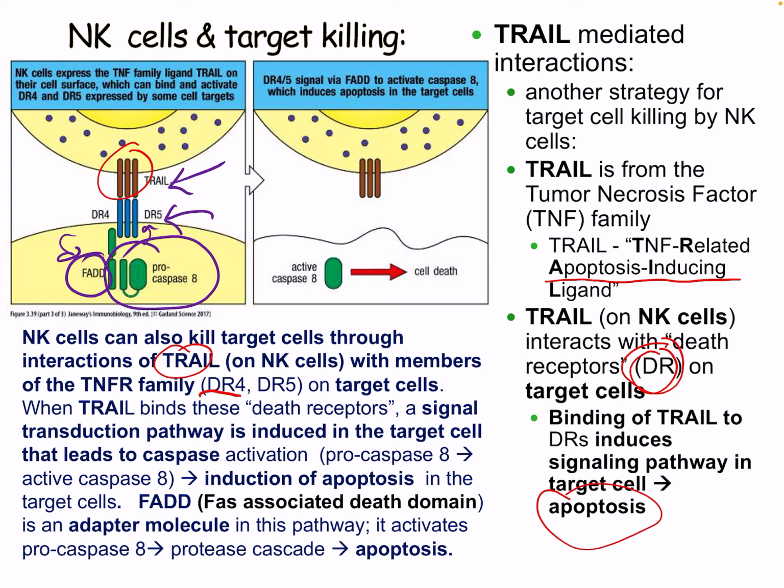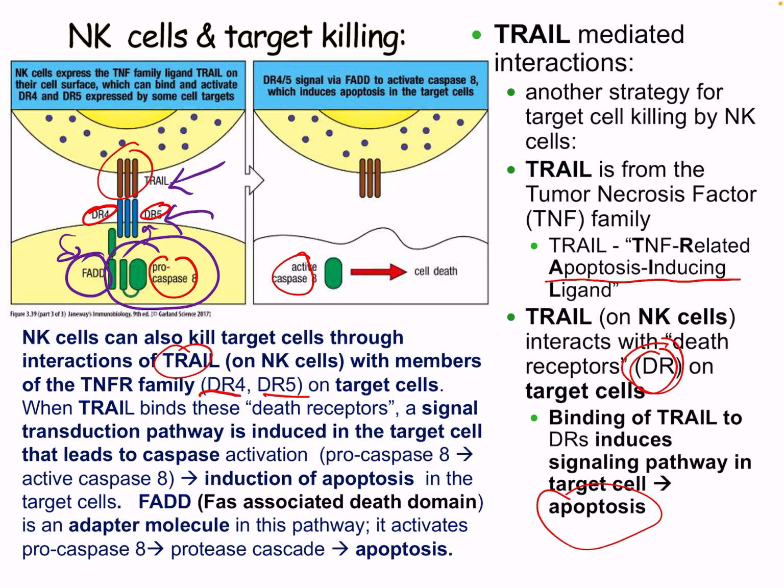You can see here on target cells. So when TRAIL binds to these death receptors, a signal transduction pathway is induced in the target cell that leads to caspase activation. So we can go from pro-caspase to active caspase. This causes the induction of apoptosis in the target cell.